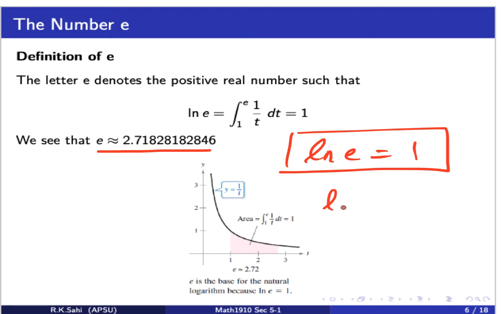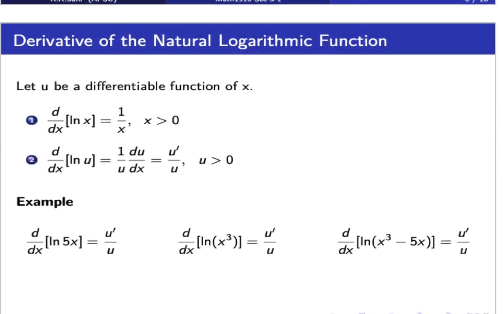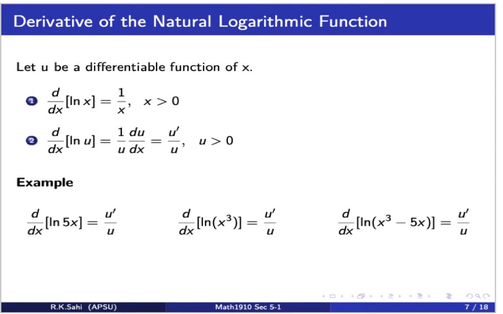If you remember from your pre-calculus, natural log of e means log to the base e, and when the base and the value of the log next to it are the same, this becomes 1. Now, as I said, we are going to be focusing more on how to find the differentials of natural logarithmic functions. So here, these are the two main formulas.